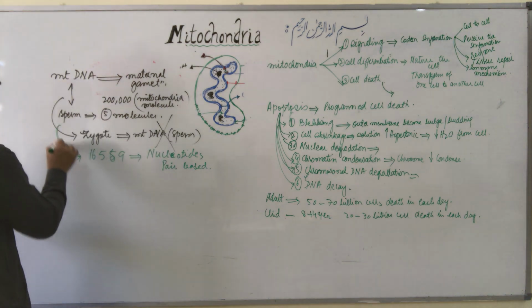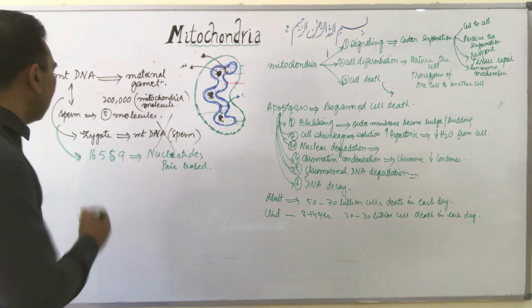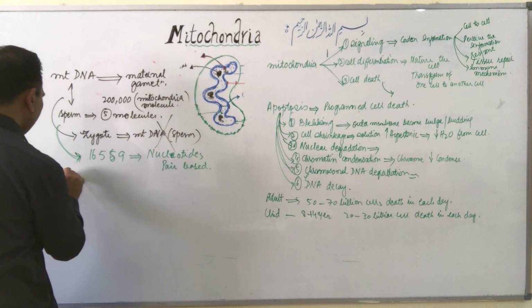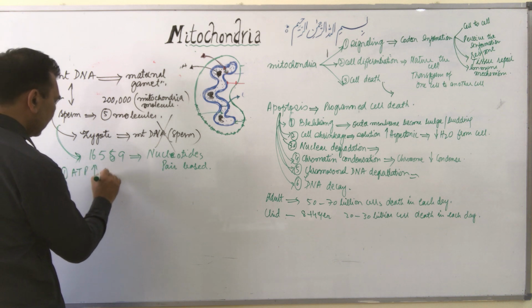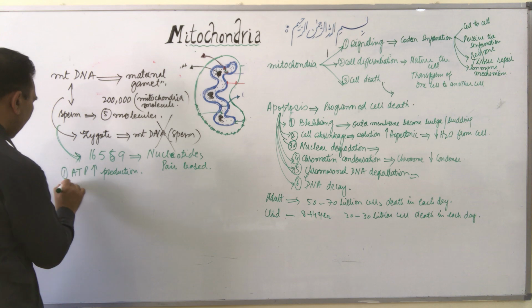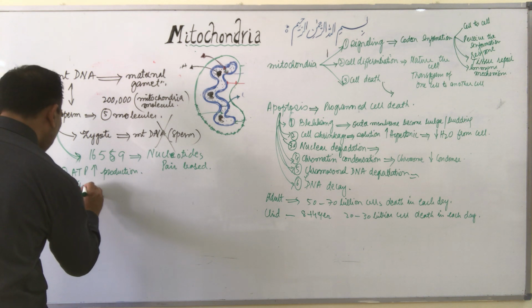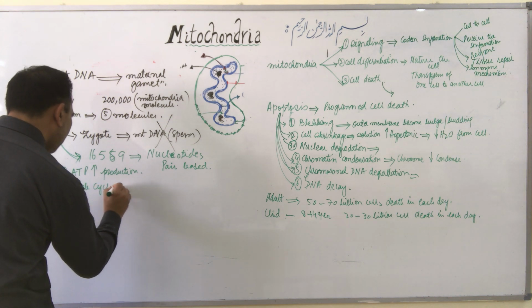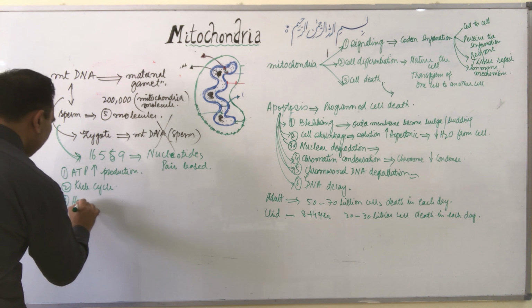So what is the other function of the mitochondria? ATP production. And what are the other functions? ATP production, Krebs cycle. And the third one, energy heat production.